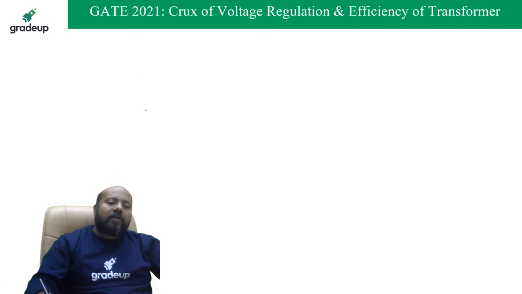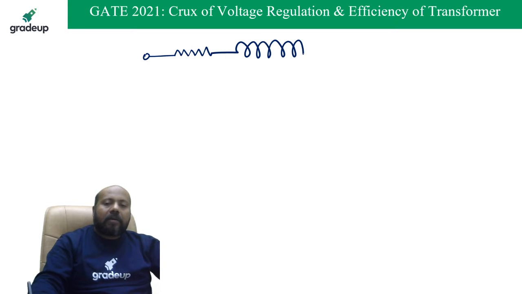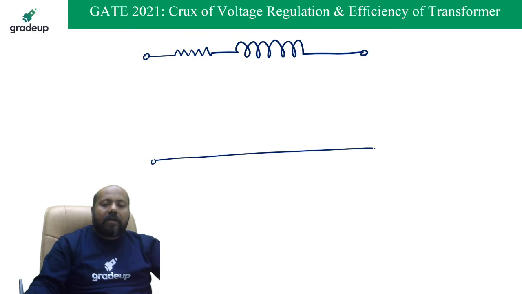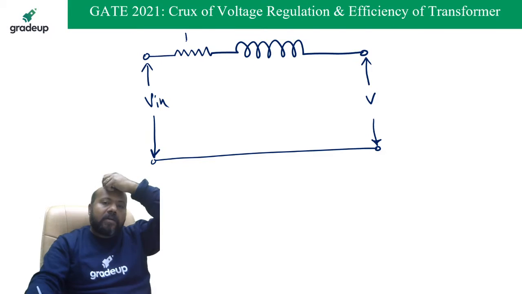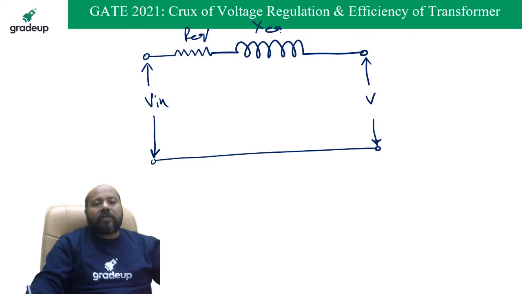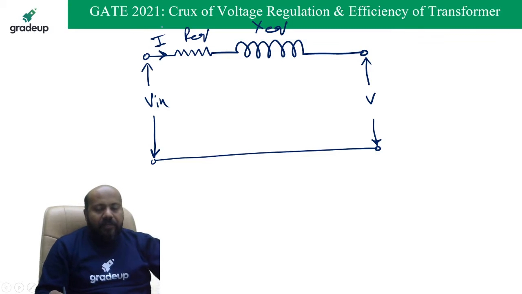So how is your second approximate equivalent circuit going to look like? It is going to look like a simple RL series circuit. This is your input supply voltage to the transformer. This is the secondary terminal voltage referred to the primary. This is going to be R equivalent, and this is going to be X equivalent, and this is going to be the current I. Everybody just tell me, are you getting this idea clear in your mind? This is the second approximate equivalent circuit for the transformer.